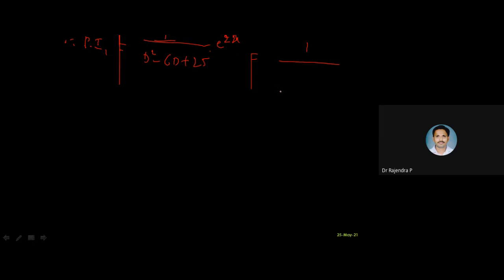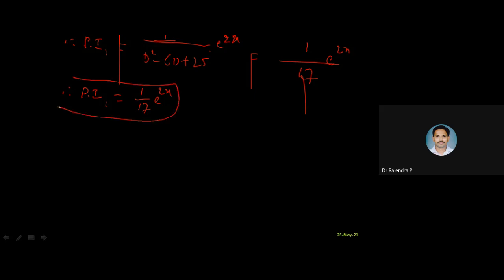You substitute 2 in place of d. So 1 by 17 into e to the power of 2x. So what is your PI1? 1 by 17 e power 2x.